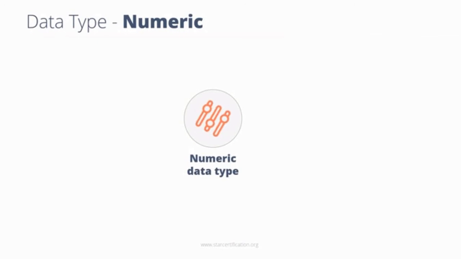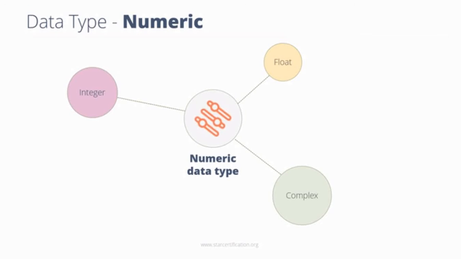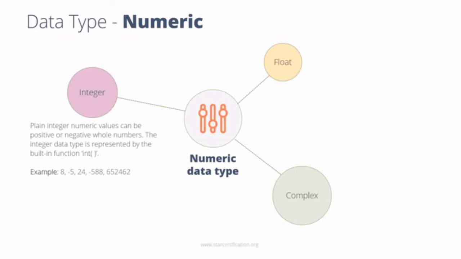The numeric data types in Python represent the built-in data types, namely integer, float, and complex. These are used to store numeric values. Integer data types in Python are the basic numeric built-in data types. Plain integer numeric values can be positive or negative whole numbers. Float numbers are the real numbers, which contain a fractional part along with a whole number. These numbers include a decimal point to divide the whole and fractional part.